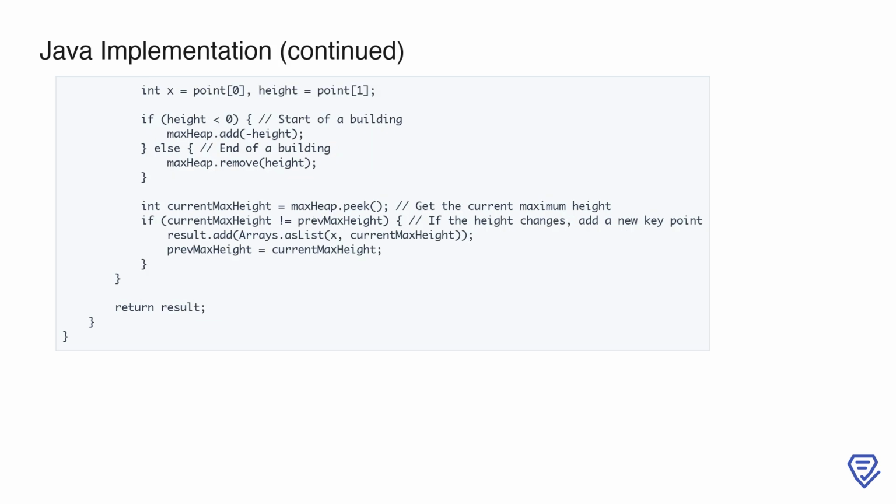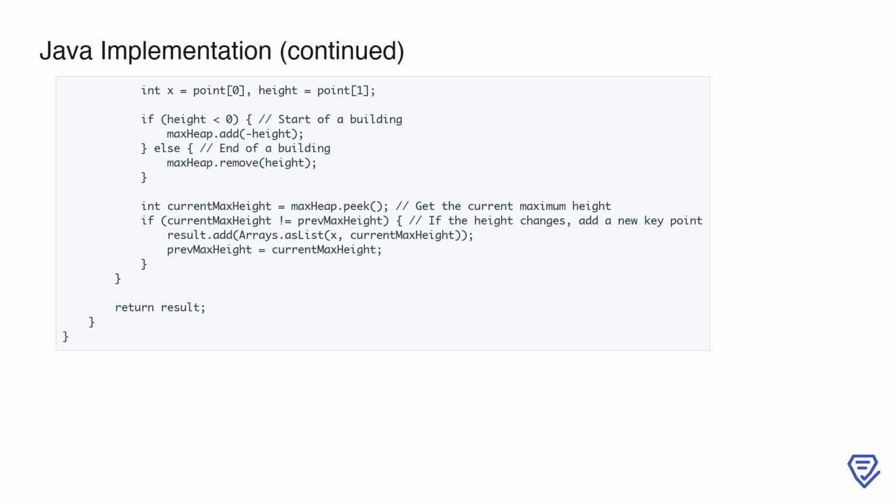Now, we iterate through the sorted critical points. For each point, we check its height. A negative height indicates the start of a building, so we add its absolute value to the max heap. A positive height, on the other hand, signifies the end of a building, so we remove that height from the heap. The max heap then gives us the current maximum height of the skyline.